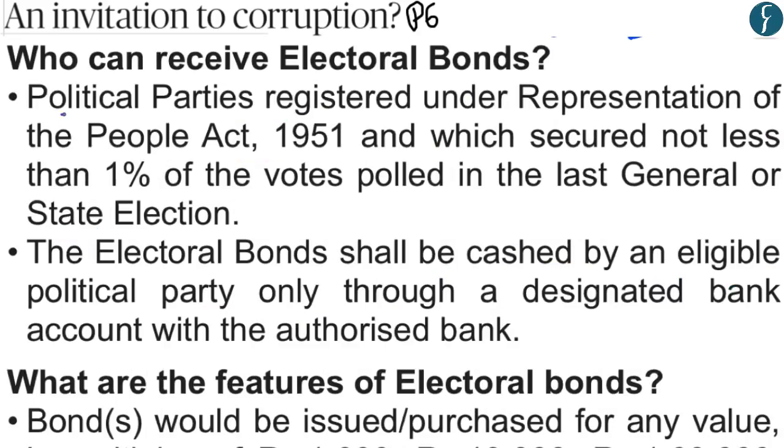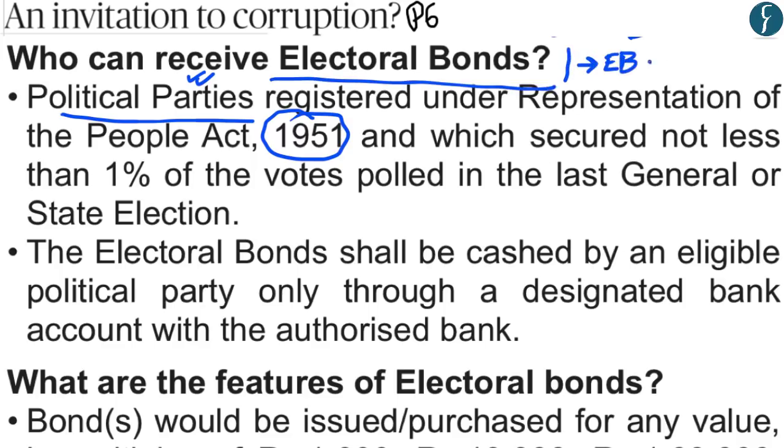Now, political parties which are registered under the Representation of People's Act of 1951 are the only ones that can receive electoral bonds. Meaning that if you and me make an electoral bond, then we can only provide it to a political party which is registered under the Representation of the People's Act.